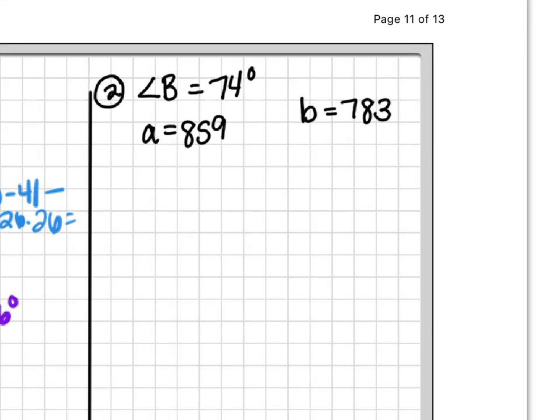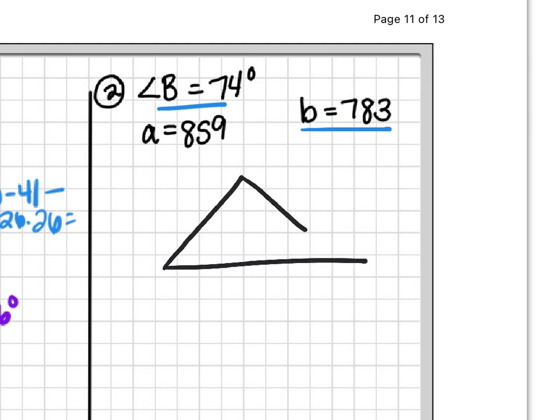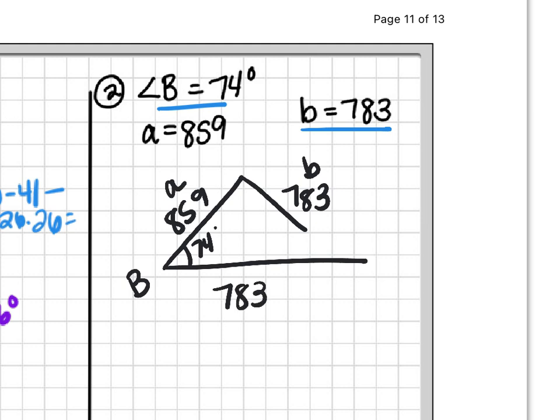All right, let's look at number 2. We have an angle B, and we have the value across from B. I'm going to start by drawing my little triangle with a hanging side. If this is B, then this is little b, and they tell us that A is 859. We sketch the triangle just like this, with A being our fixed side, B being our given angle, and our hanging side being across from the angle we are given. The first thing we check is we compare the hanging side to the other fixed side. In this case, 783 is less than 859.